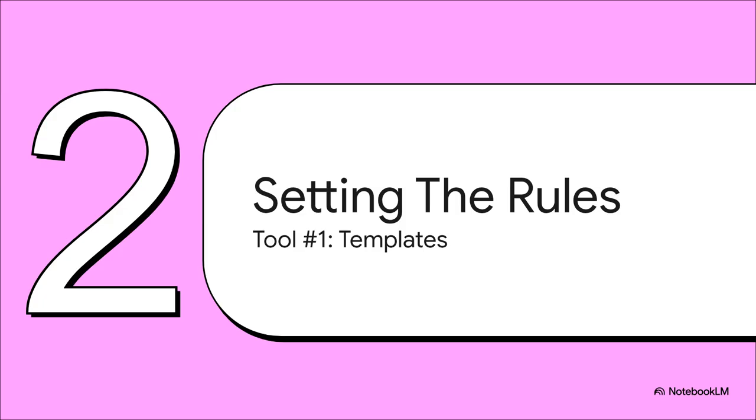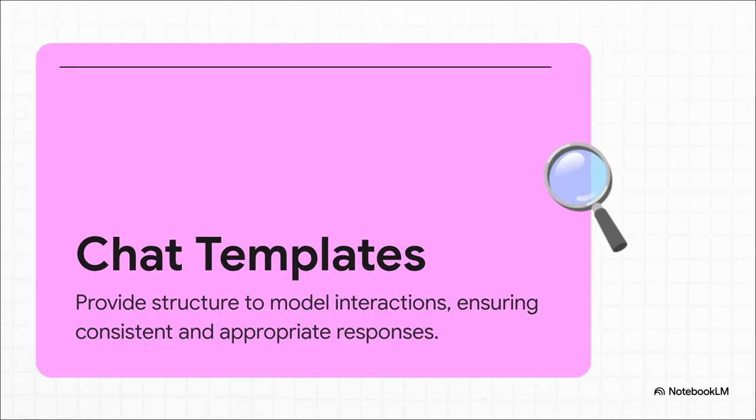Before we can even think about teaching our AI anything new, we've got to set up a clear, consistent way for it to talk. We have to set the rules of the game. And that's exactly where chat templates come in. Just think of them as a blueprint for the conversation. By giving the AI the structure, we make sure its responses are predictable, they're reliable, and they're always right for the job. It's all about consistency.